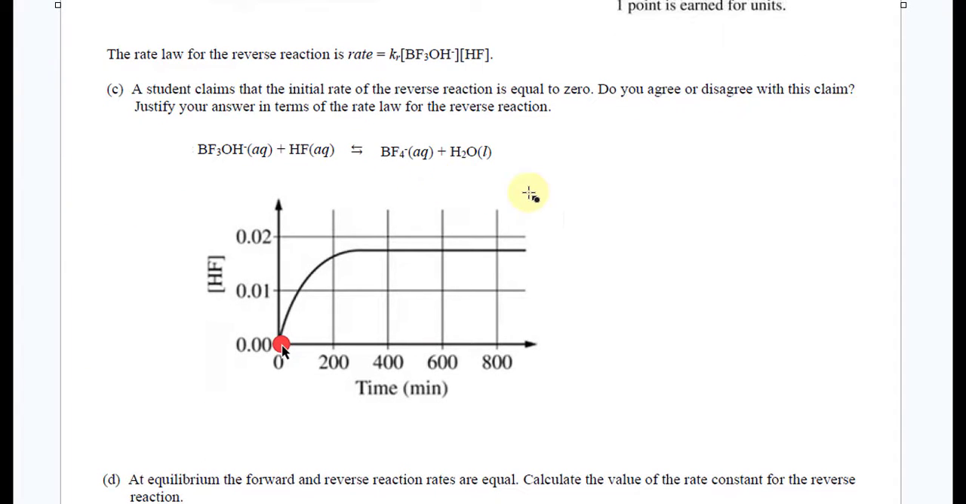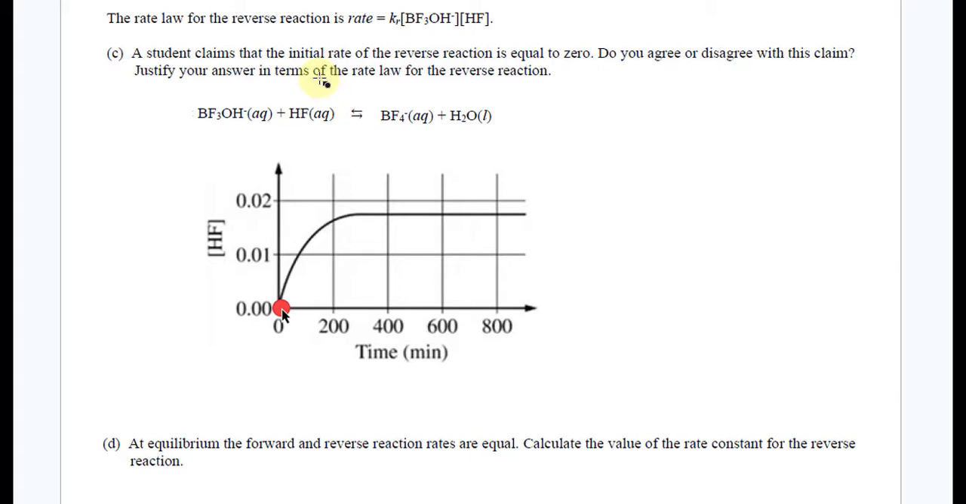Now, the first question is one of these where they've got a student claim. A student claims that the initial rate of the reverse reaction is 0. Okay, here's a reverse reaction, and they're claiming that the initial rate, that means when you're starting at time 0. Do you agree or disagree with this claim and justify your answer in terms of the rate law for the reverse reaction? They've already given you the reverse reaction, and here it is.